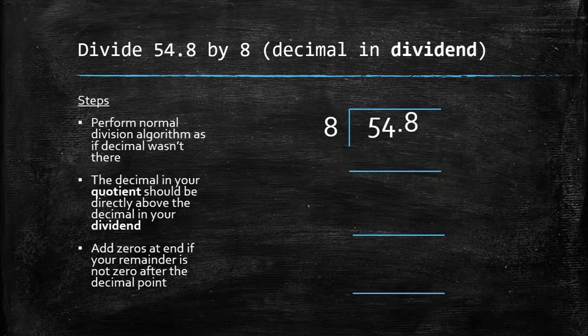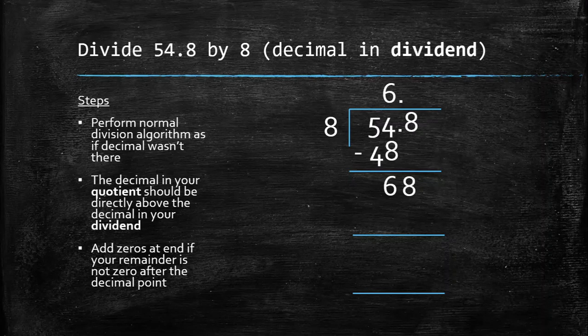Let's divide 54.8 by 8. So the first thing we're going to do is 8 doesn't go into 5. It does go into 54 6 times. So we multiply 6 times 8 to get 48, and we're subtracting now. We're going to subtract 54.8 minus 48, essentially 48.0. So we get 6 and then 8.